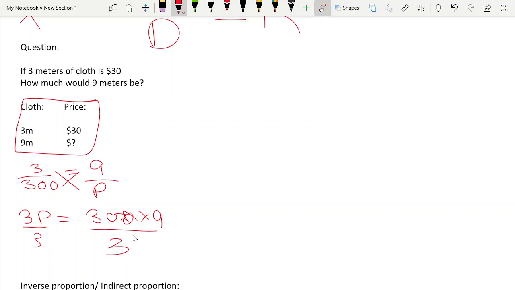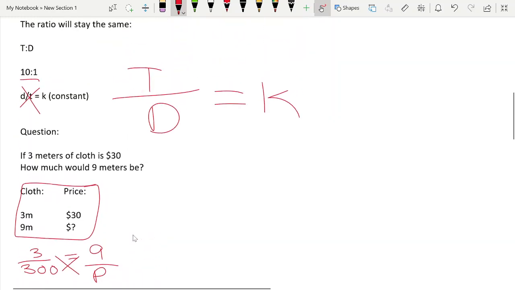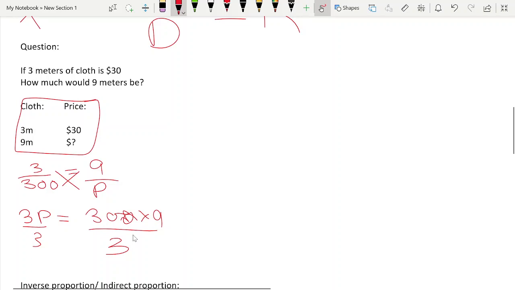But let's use our formula, meaning t by d is equal to k. So I have written cloth by price is equal to k, which is a constant. We can write k as 9 by p because they both are going to equal k. And if they both are equal to k, then they both are equal, right? So 3 by 30 is equal to 9 by p. Now let's take p as the price, okay?